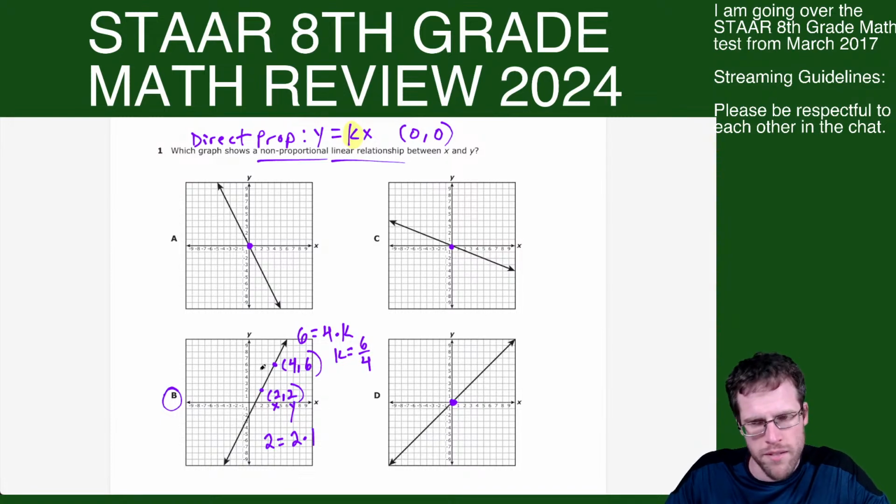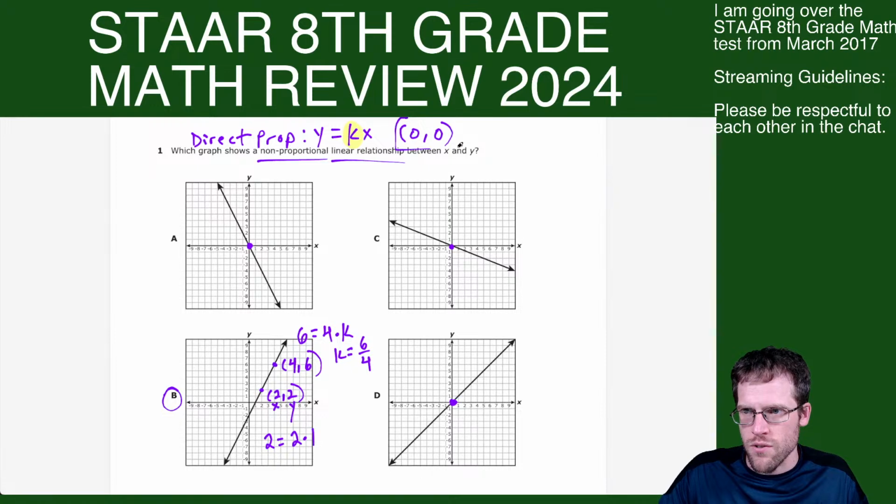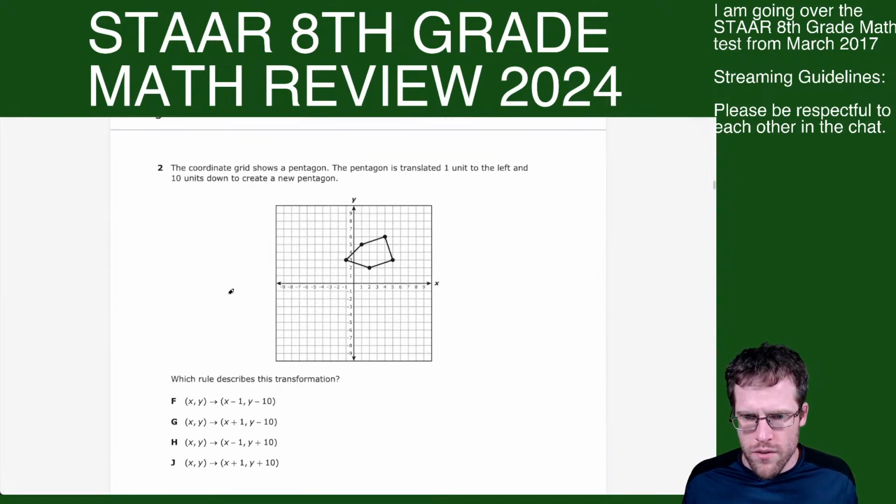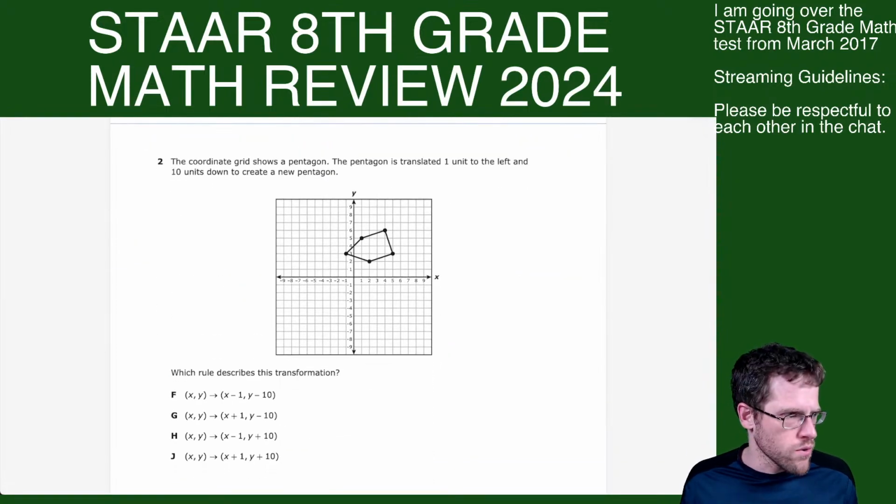So this is not a direct proportion. For a direct proportion, the line has to go through (0, 0). This part here is essential. That's how I know right away that choice B is our answer, since we want the one that's non-proportional linear. Cool. All right, moving on to question 2.